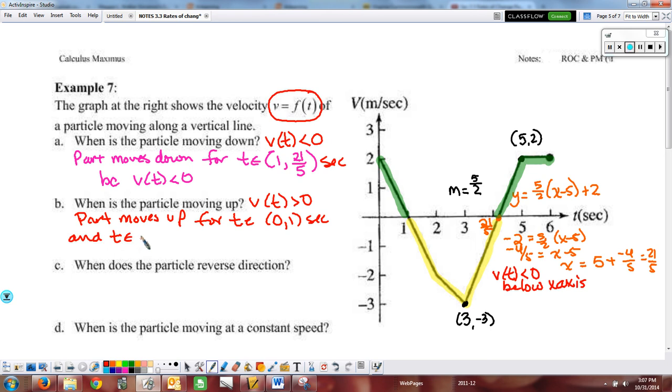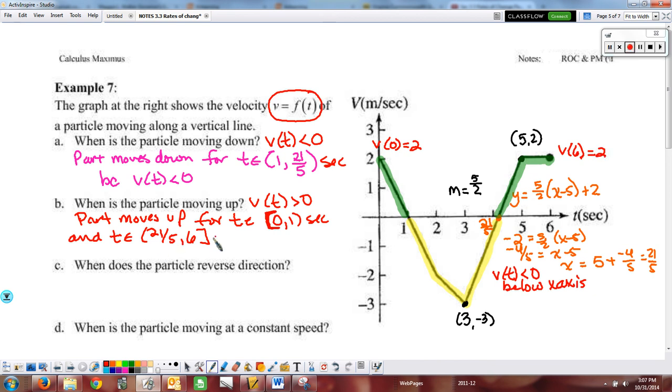and t on the interval of 21 fifths to 6. Now I'm going to put a bracket there, and then I'm going to come back and put a bracket here. And you might ask, why is she putting a bracket there? Because I'm not going to include the 1, because the velocity there is 0. That's v of t equal to 0. But what's v of 0? v of 0 is 2. That's a positive number. So it moves up if you have a positive velocity, so I'm going to include that. Likewise, over here at 6, v of 6 is also equal to 2, which is a positive number.